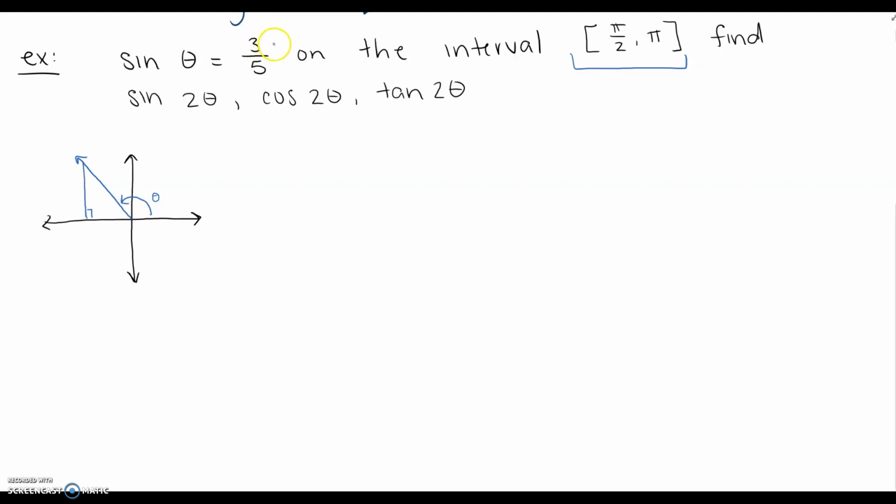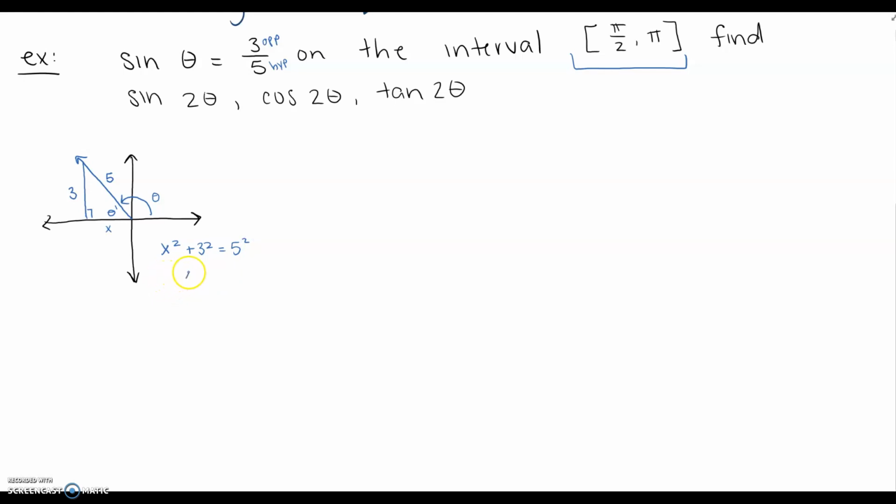Because it's sine of 3/5, and sine, remember, is opposite over hypotenuse, we know that this side will be 3 because it's the opposite of the angle, reference angle, and the hypotenuse is going to be 5. So we need to solve for this value x, which hopefully some of you realize this is a 3, 4, 5, but I'm not always going to give you the, well, 3, 4, 5 is easy.